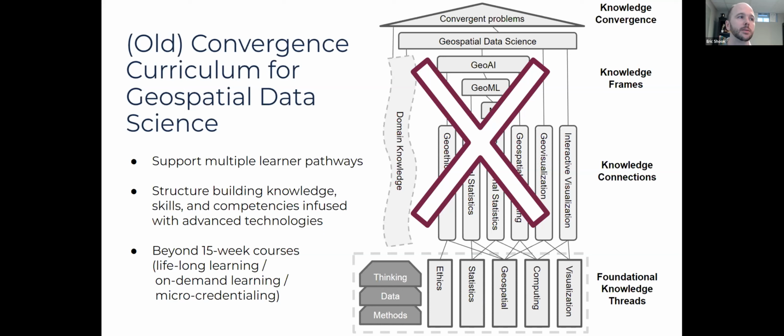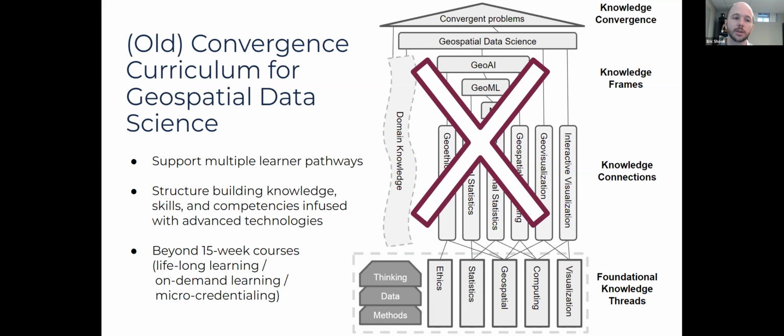The other core idea with this convergence curriculum is that we wanted to move beyond the traditional 15-week course. I'm in academia, so we have these 15-week courses. Right now I'm teaching principles of geocomputing at the University of Minnesota. But we also have this new idea that is starting to gain traction of lifelong learning, on-demand learning, or micro-credentialing, where sometimes it's just learners. It could be graduate students, it could be postdocs who just want to learn a little bit to enable them to do something productive for their own research.